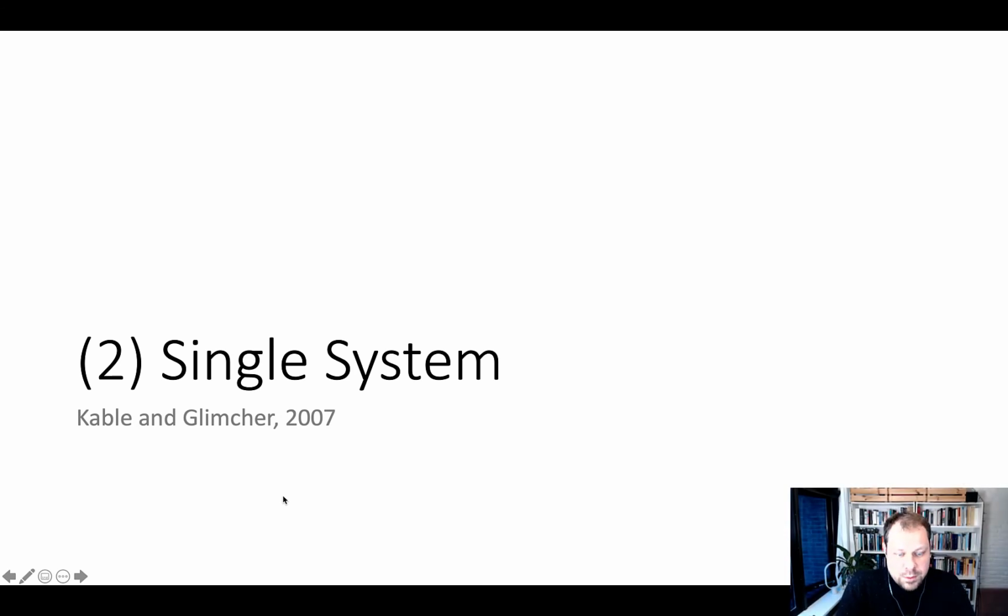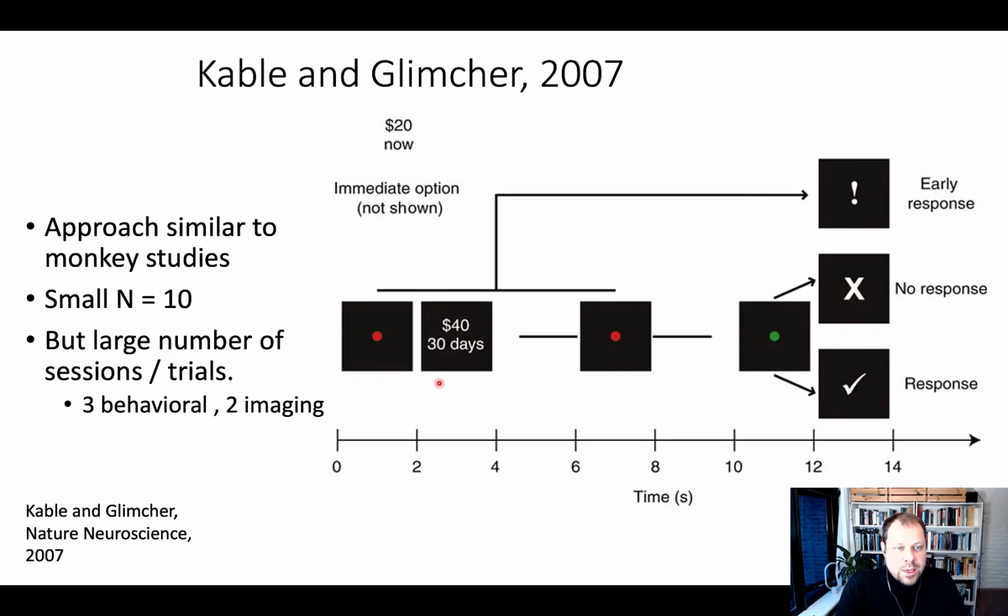A follow-up study was then conducted a few years later by Kable and Glimcher in 2007, and their approach differed a little bit. So what they did is in the scanner they offer participants these choice options, but they only showed the delayed option, so $40 in 30 days versus $20 now. So there was always an immediate option, and that was known to the subjects. So when they saw this choice option, they knew to compare it to $20 now.